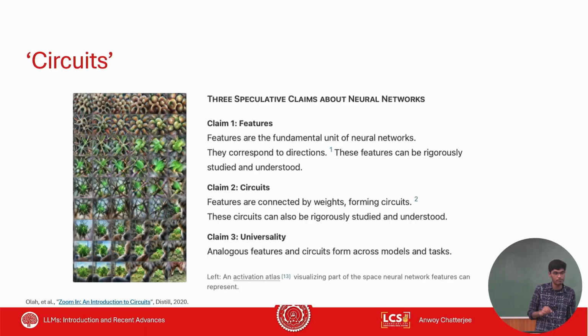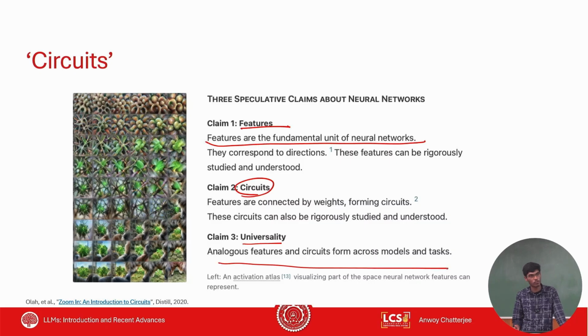So there are three claims in this paper. First is features. Features act as the fundamental units of neural networks. Just like cells in a human body, features are the fundamental units in a neural network. Circuits are basically features connected by weights. And universality claims that analogous features and circuits form across models and tasks. This is a very ambitious claim, I would say, because a lot of criticism of mechanistic interpretability research has been the lack of generalizability across models and tasks. So that is still a challenge.